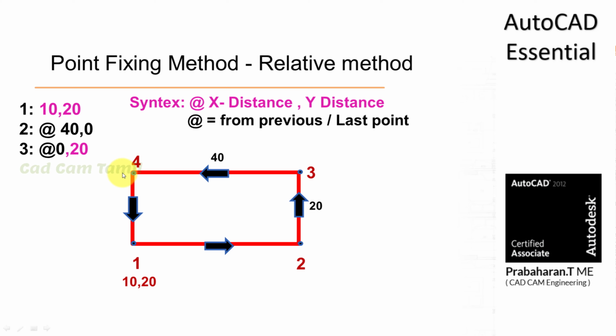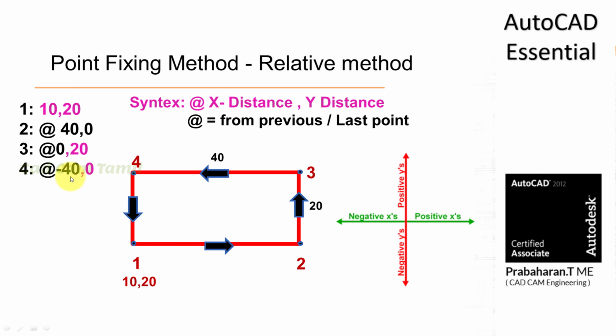Similarly, I am going to fix point number 4, calculated with reference to point number 3. The x distance is 40 mm, the y distance is 0. But see the direction we are going. If you go in a negative x direction, you should specify the values as negative. So here I am going to specify at minus 40, 0. Minus 40 at the x distance says that it is 40 mm in the direction of minus x.